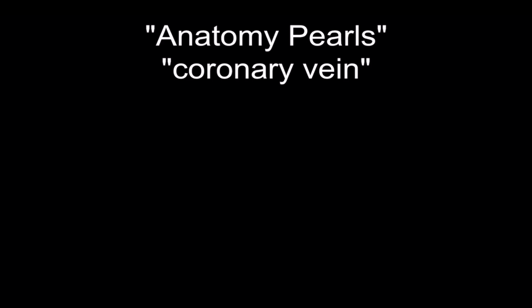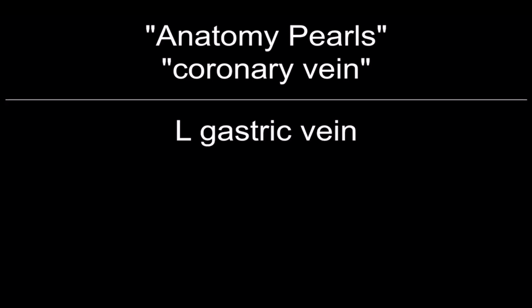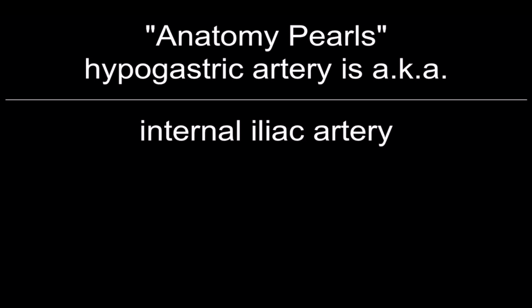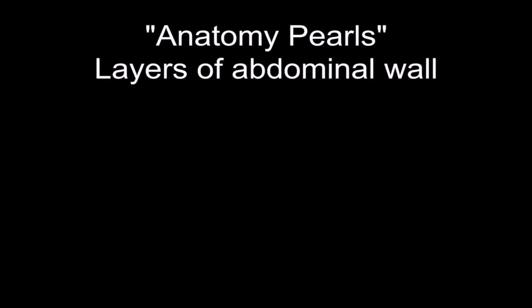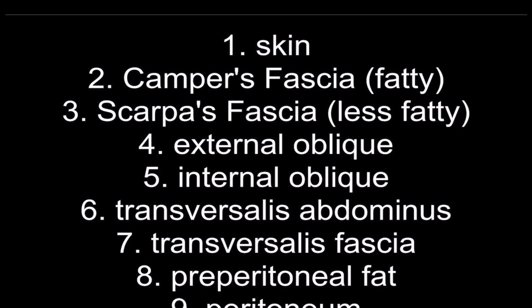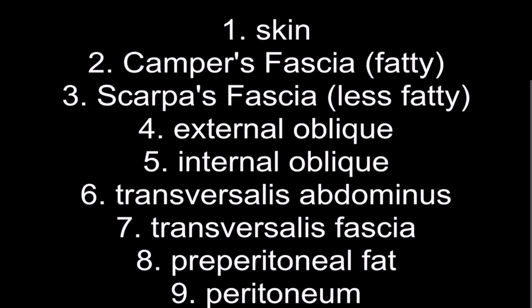Coronary vein. Left gastric vein. Hypogastric artery is also known as internal iliac artery. Layers of the abdominal wall. You have the skin, Camper's fascia, which is fatty, Scarpa's fascia, less fatty, external oblique, internal oblique, transversus abdominis, transversalis fascia, preperitoneal fat, and the peritoneum.